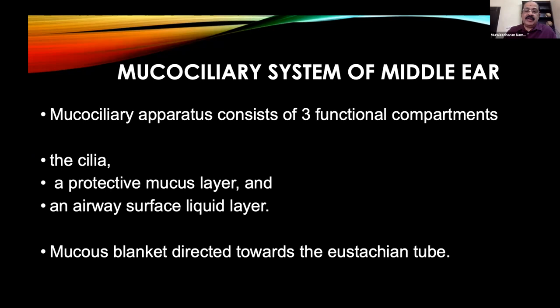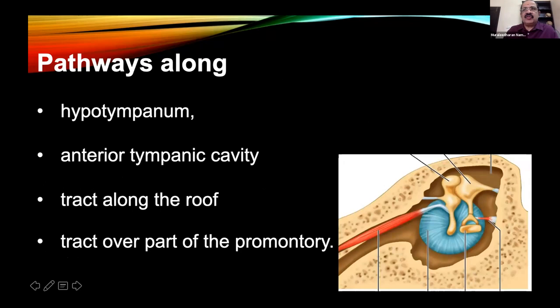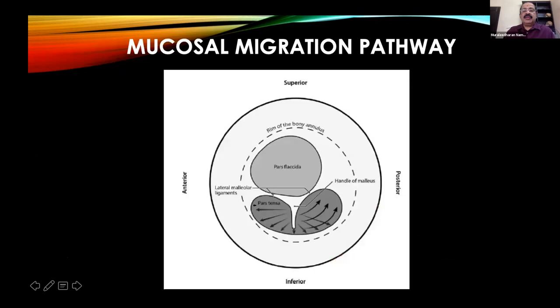Now there are four important pathways for this mucociliary system. One is passing along the hypotympanum, and second is along the anterior tympanic cavity. One tract is along the roof, and one tract is over the promontory. Now this is the medial surface of tympanic membrane. We can see the ciliary beat is towards the periphery, as I have told you in the beginning.